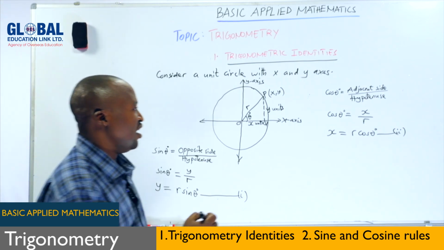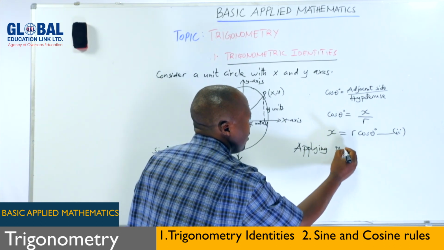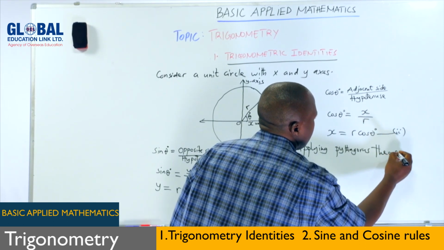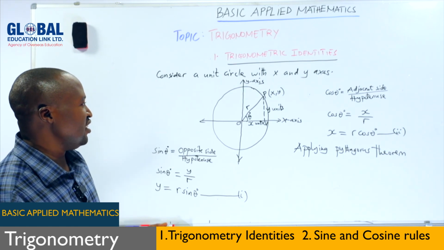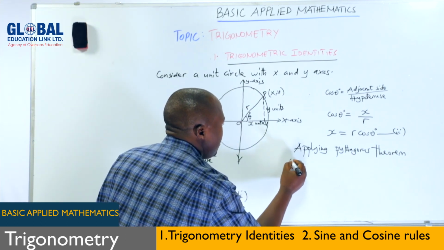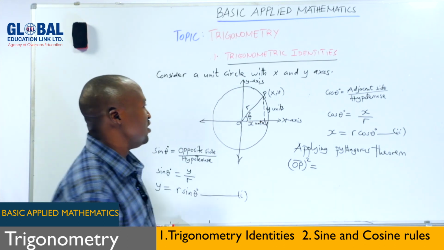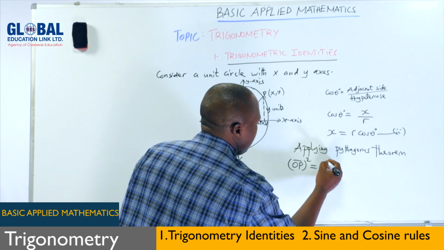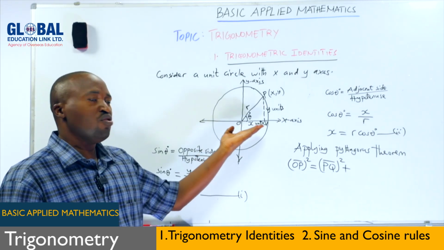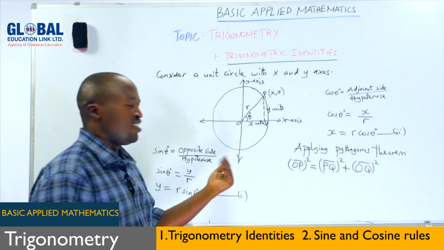Now my dear student, applying the Pythagoras theorem, which states that OP squared, that is the distance OP squared, is equal to the opposite squared, called PQ, that is PQ squared, plus the adjacent squared, which is OQ squared. That is the Pythagorean theorem.